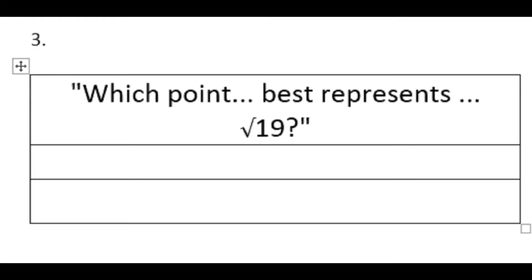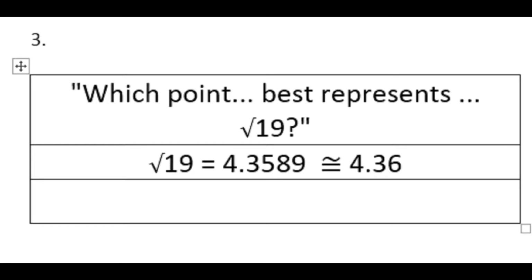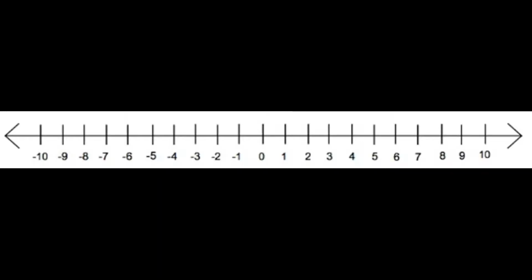Which point best represents the square root of 19? Okay, so if we put this in the calculator, which would be my first move too, it ends up being 4.3 or 4.35, somewhere in there. But here's the number line. The book focuses in on 2 through 6, so let's do the same thing. We're going to take our number line and reduce it so that we're just looking at the numbers 2 through 6. Alright, so let's get a close-up.